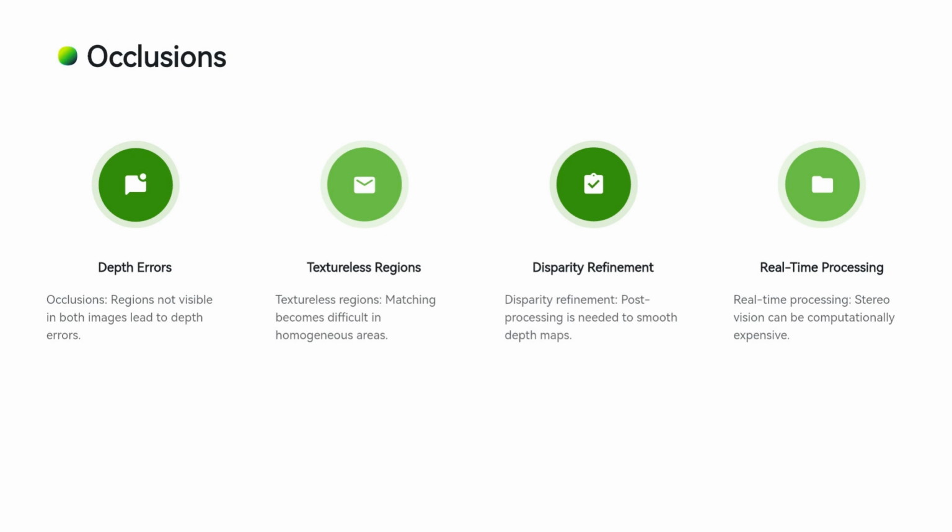Real-time processing. Stereo vision requires significant computational resources, especially when operating in real-time systems, like autonomous driving or robotic navigation. Optimizing algorithms for speed while maintaining accuracy remains a challenge.